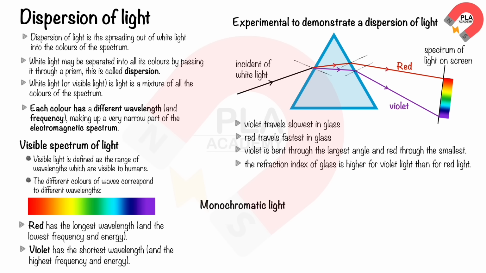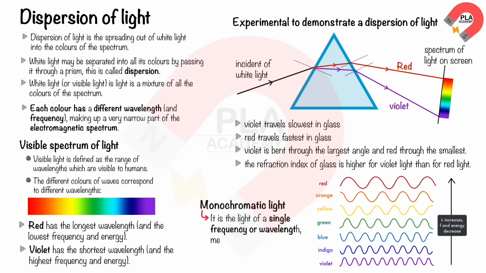Monochromatic light. It is the light of a single frequency or wavelength, meaning that it has only a single color. For example, a laser beam is monochromatic light.